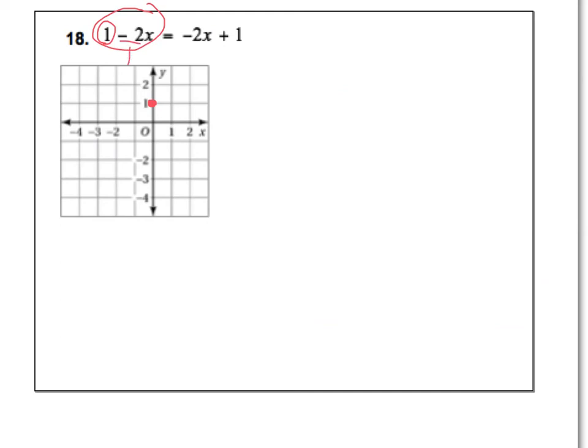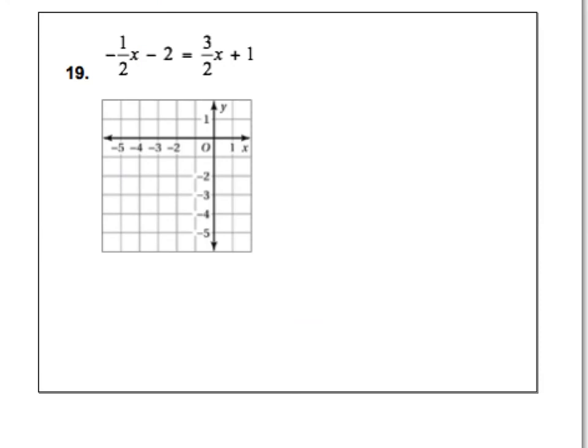So from here, I have to go down 2 to the right 1, down 2 to the right 1, down 2 to the right 1. I can connect with arrows on each end. So then I go to graph my second one. My y-intercept is +1, and my slope is down 2 over 1. When I'm graphing this, I realize that these two are the exact same line. And when we have the exact same line, our answer, I'm just putting it up top, is the infinite number of solutions because every point on both lines is a point of intersection.